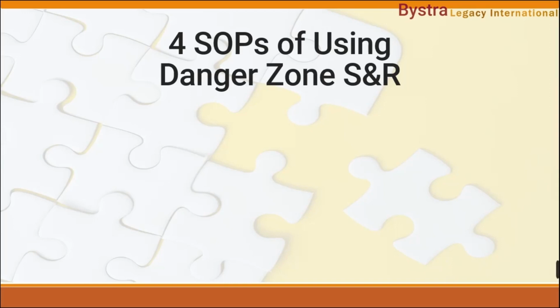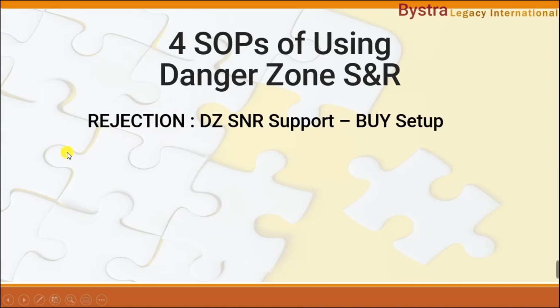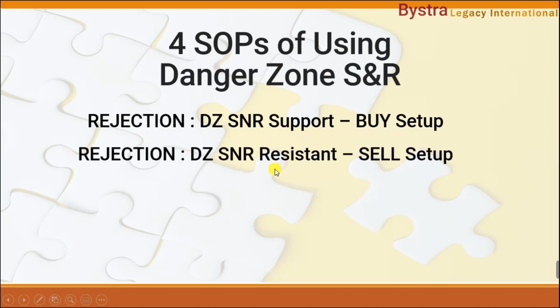Let's look at the 4 SOPs of using the danger zone SNR. The first: when the price comes into the danger zone SNR at the support, and there is a rejection at the zone, then we will look for the buy setup. The next one: when the price comes into the danger zone SNR at the resistance, then we will look for the sell setup when there is a confirmation of rejection.